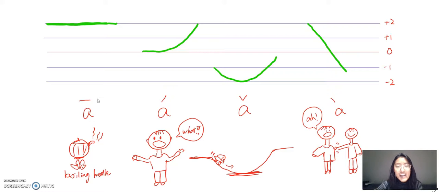Ah, it's like a boiling kettle, right? And the second tone is like you're seeing something bizarre and you're like, what? What? It goes up. So the vowel ah in Chinese as example, it pronounces ah, what, right?